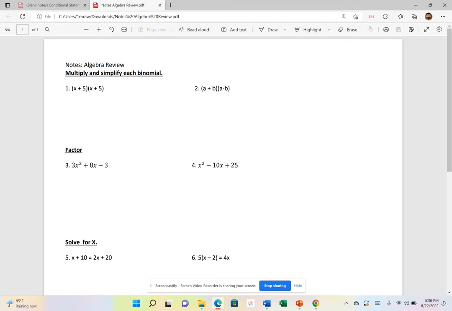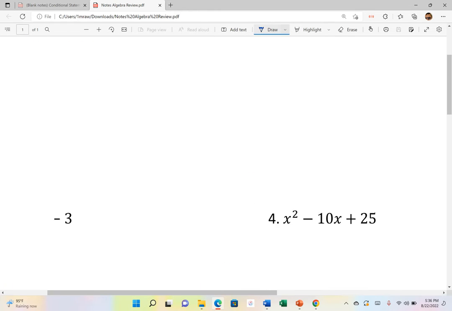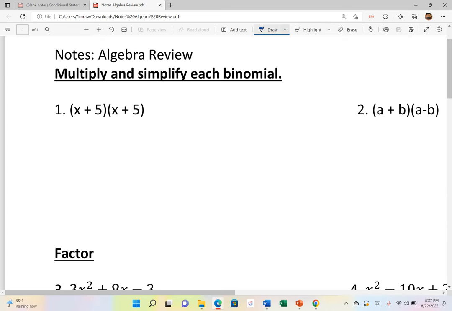All right, so today we're going to be talking about multiplying and simplifying polynomials, factoring, solving for x, and all that good stuff. So the very first thing I'm going to do is show you how to multiply some binomials, and you might know this as factoring, foiling, or box method. Now I'm going to show you how to do this using the box method. In this particular situation, we might FOIL.